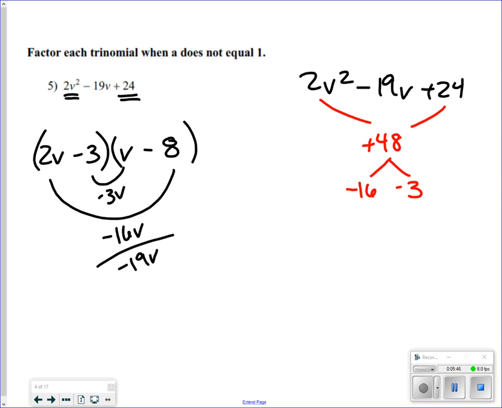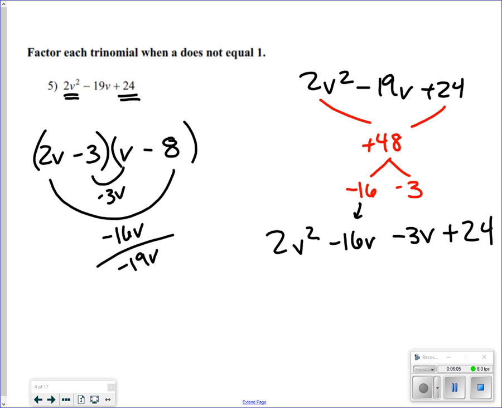Now, I am going to rewrite the question. I'm going to start all over. 2v squared, and this becomes a middle term. The 3 becomes a middle term, and then I write the last one again. And now I'm going to do grouping. We did a whole day on factor by grouping.